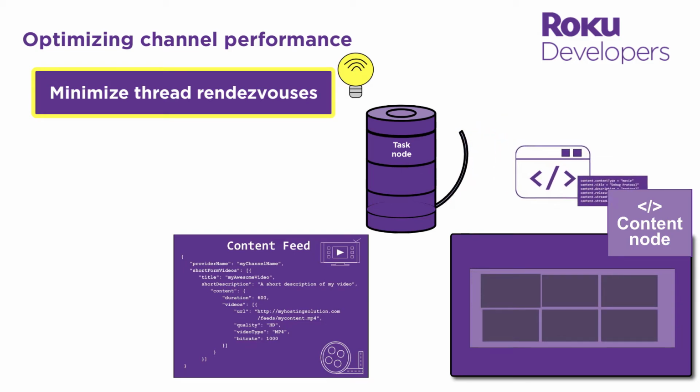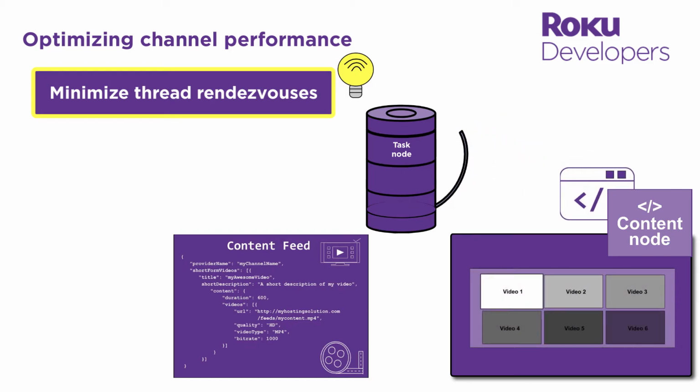For example, when populating a grid with content, the grid is created in the render thread. A content node, which is used to list all the content to be added to the grid, is created in the task node thread. In order to add the data in the content node to the grid, the task node thread needs to access the grid's content attribute. This requires a thread rendezvous to avoid a deadlock.